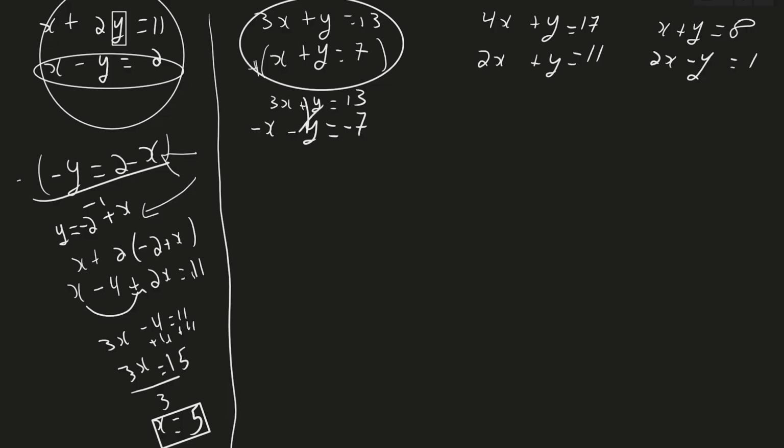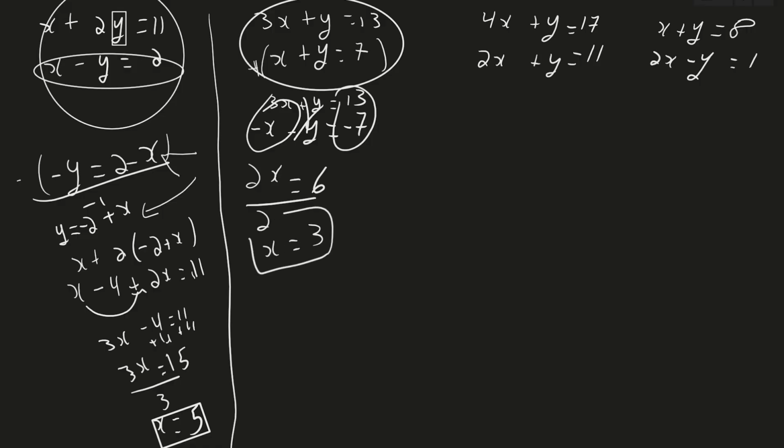Now these cancel out, right? So now we can just add these and add these. So this is gonna result in 2x, and this is gonna equal 13 minus 7, which is 6. And we divide both sides by 2 now, so x is gonna equal 3. So this was way easier than the last one and way faster than the last one also.